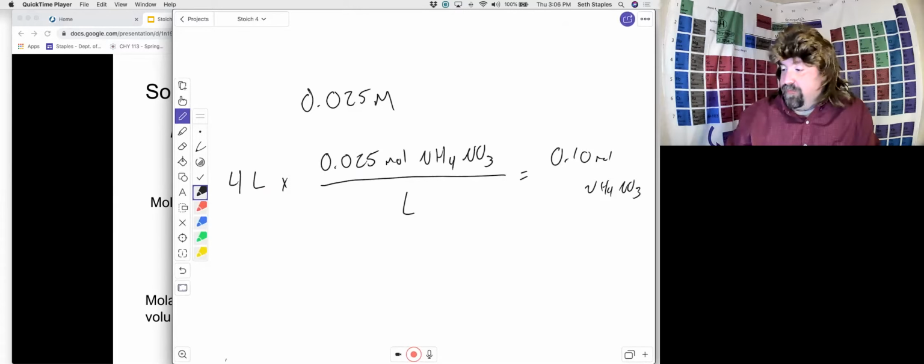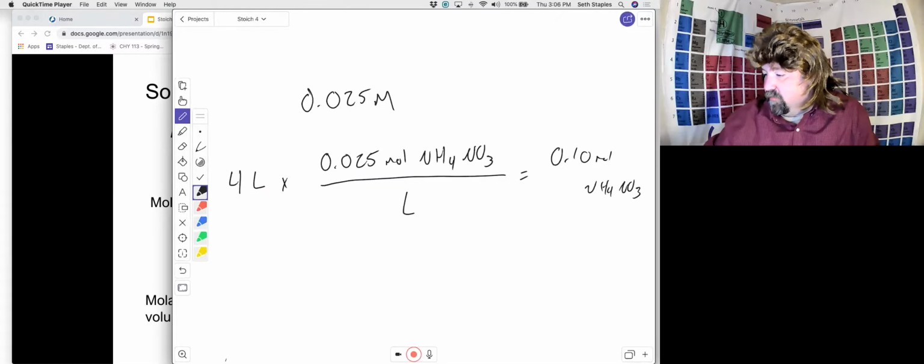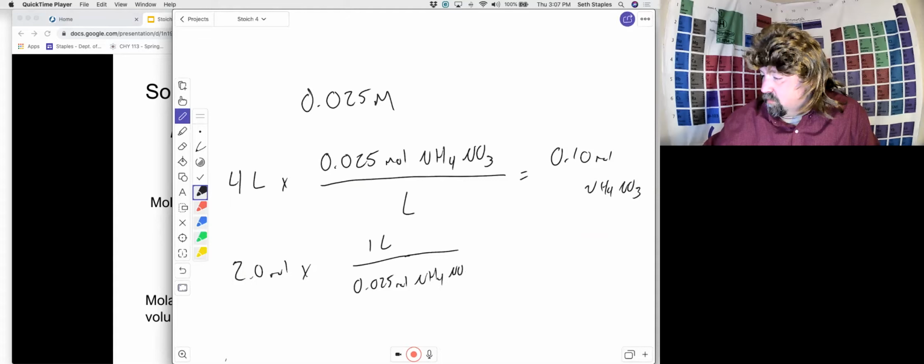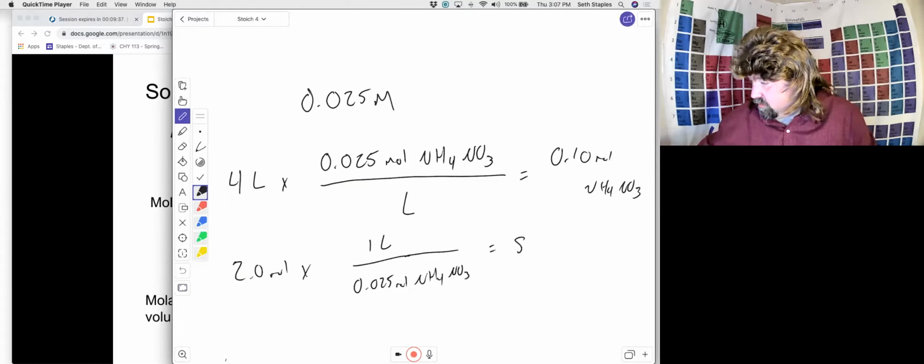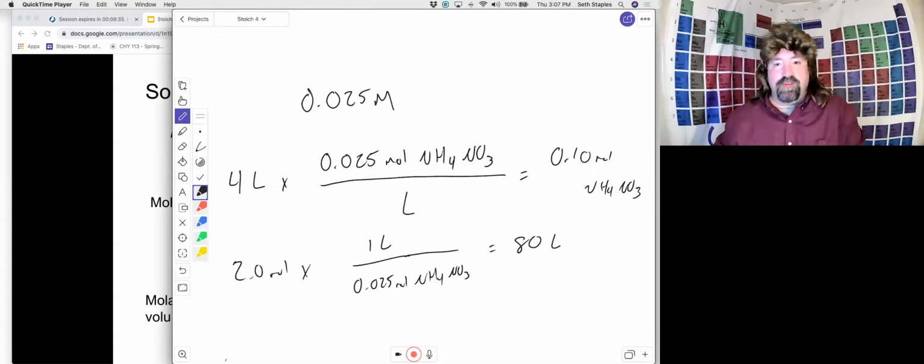If we were going the other way, if we knew the number of moles and we wanted to calculate the number of liters, so if we knew that we had maybe 2.0 moles, then we're just going to go the other direction. 2.0 moles, 1 liter, 0.025 moles. I actually haven't done this out yet because I'm just making these ones up as I go, but 2 divided by 0.025 means that we would have 80 liters of solution.